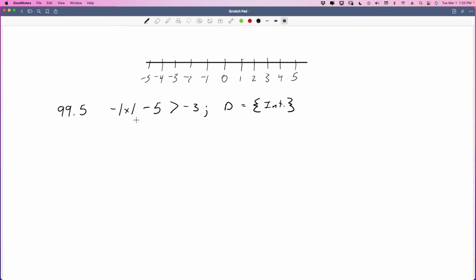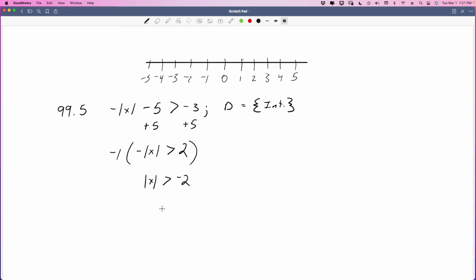All right, so don't immediately say, oh, it's a negative 3. We've got a number here we have to deal with first. So solve this first and then evaluate your system. You got to get the absolute value of x by itself first. So we're going to add 5 to both sides. Negative absolute value of x is greater than a positive 2. Now we multiply by negative 1. The absolute value of x is less than a negative 2.